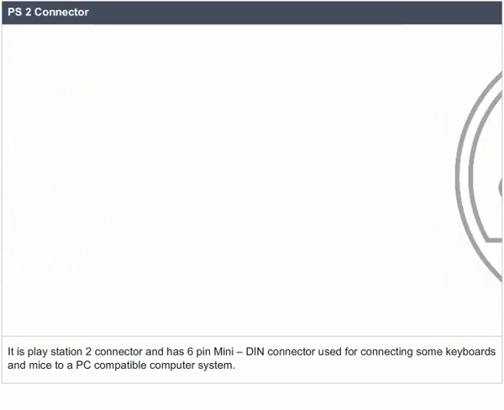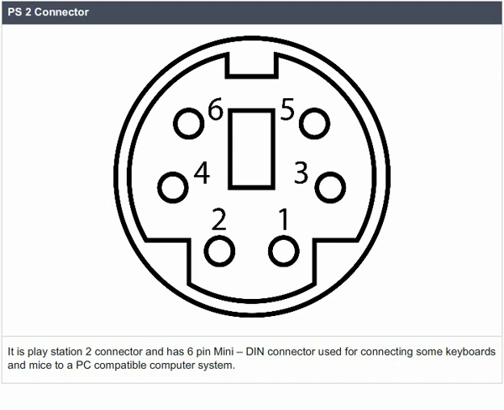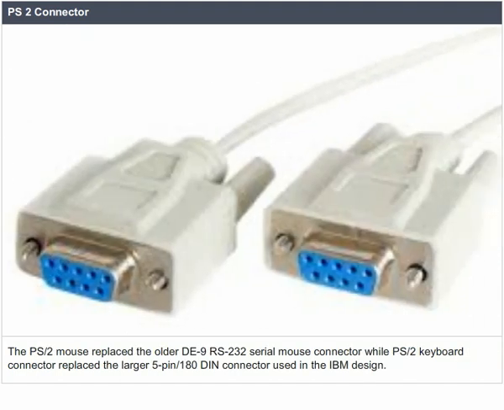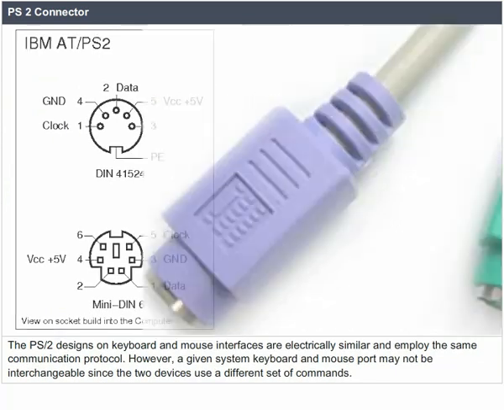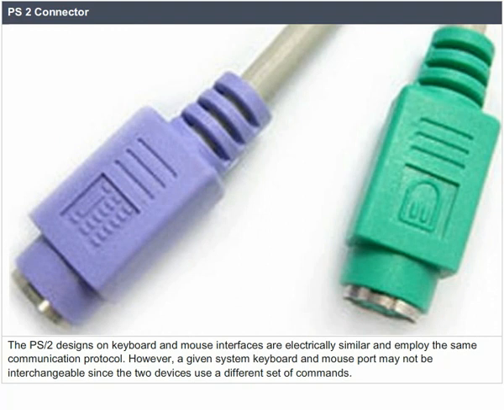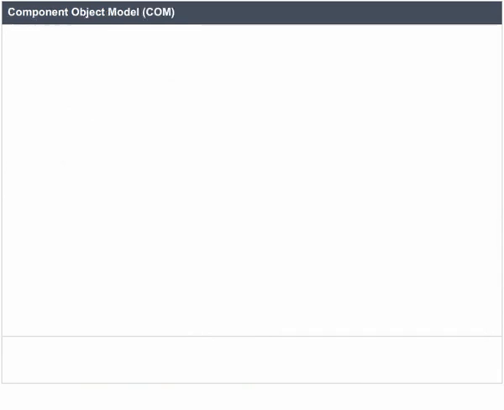PS2 connector. It is a PlayStation 2 connector and a 6-pin mini DIN connector used for connecting some keyboards and mice to a PC-compatible computer system. The PS2 mouse replaced the older DE9 RS232 serial mouse connector, while the PS2 keyboard connector replaced the larger 5-pin 180 DIN connector used in the IBM design. The PS2 designs on keyboard and mouse interfaces are electrically similar and employ the same communication protocol. However, a given system's keyboard and mouse port may not be interchangeable since the two devices use a different set of commands.